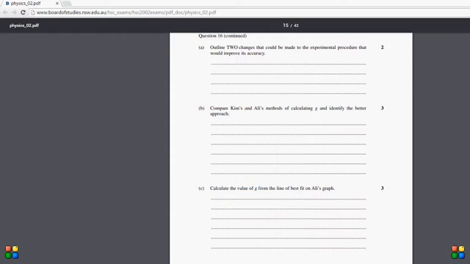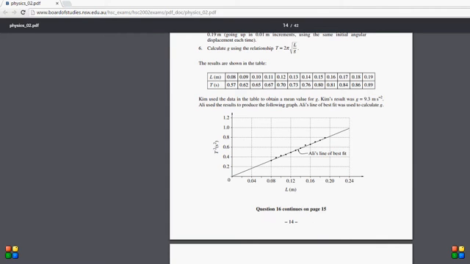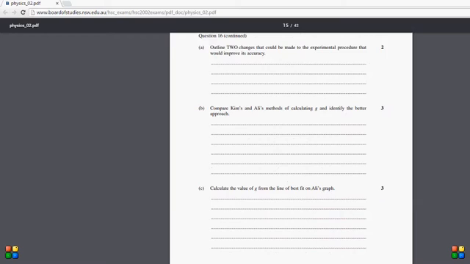Calculate the value of G. So you want to pick points that lie on the line, so you can even pick 0, 0. That looks like it lies on the line. And you can just pick this 0.08 point. Get the gradient. The gradient is equal to 4 pi squared over G, and you can use that to solve for G.